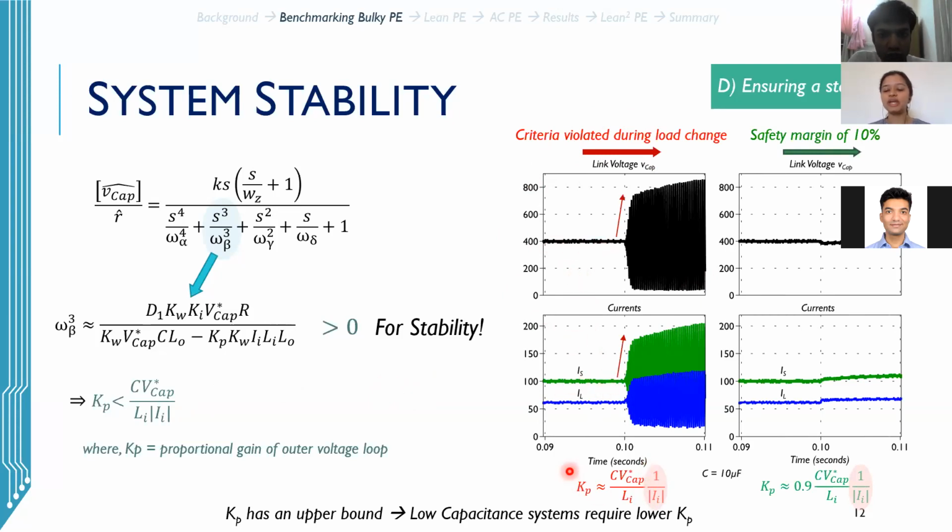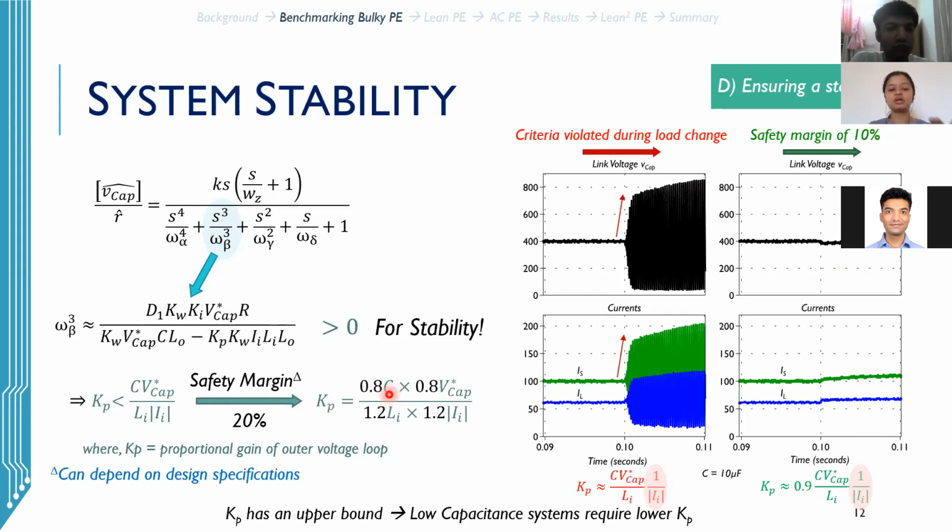And when we are operating at the boundary of Kp, any disturbance in the system leads to a divergent system, that is, an unstable operation. On the other hand, if we maintain a safety margin of say about 10%, which is showcased in this particular situation, we see that the system converges to a steady state value. So as a design rule, in order to design regulators, we can develop a safety margin. In this case, it can be 10%, 20%, depending on the application.